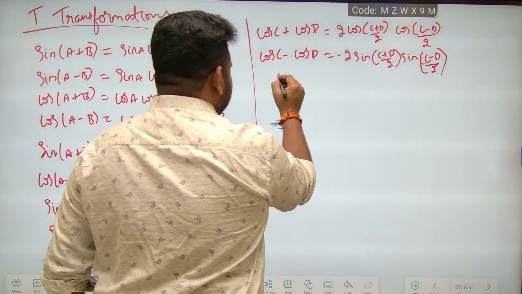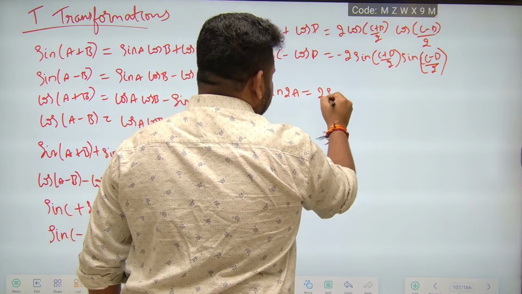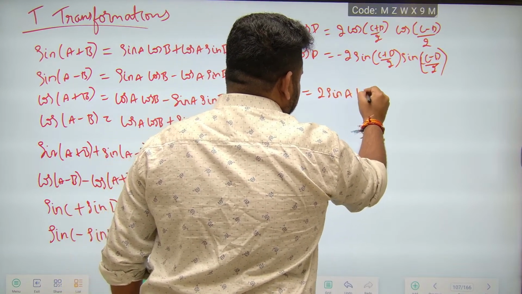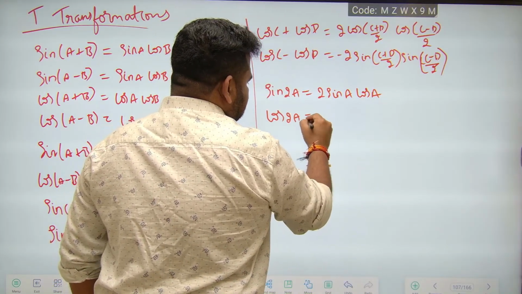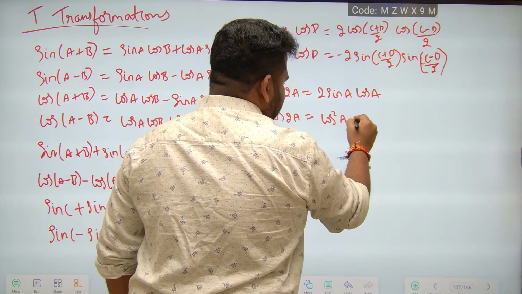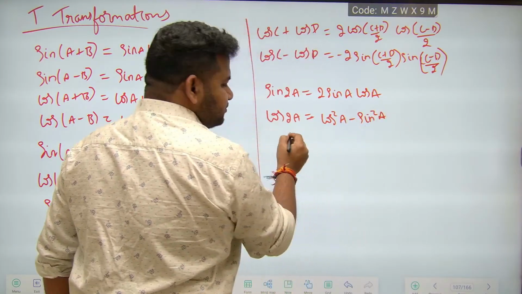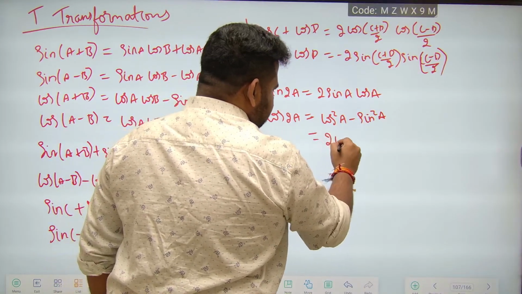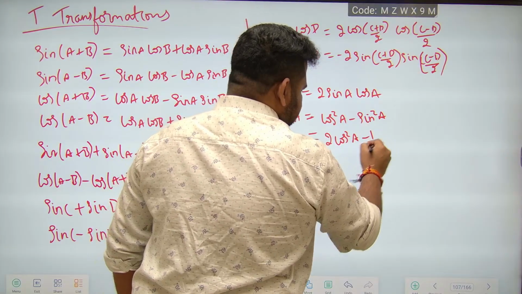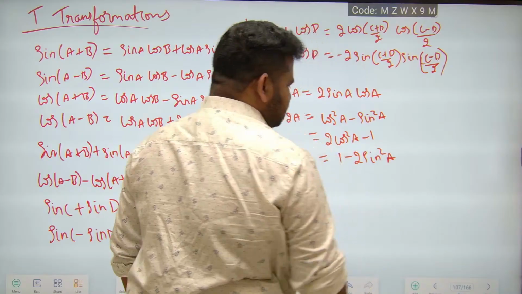Let us remember double angle formulas. Sin 2A can be written as what, friends? 2 sin A cos A. Another set of formulas: cos 2A can be written as cos square A minus sin square A. Next, you can write this as 2 cos square A minus 1. This can also be written as 1 minus 2 sin square A.